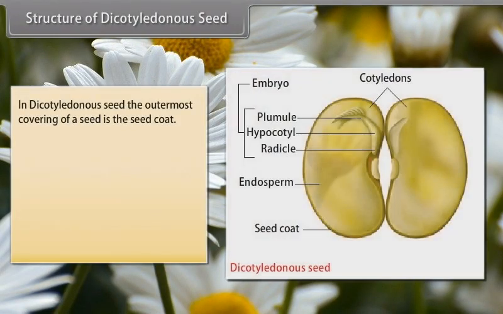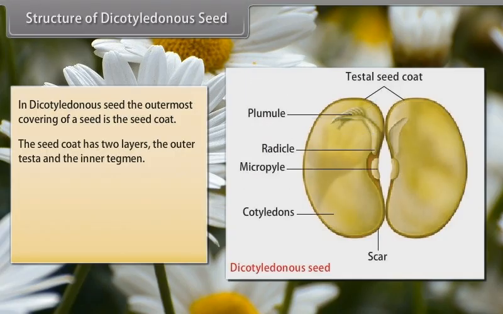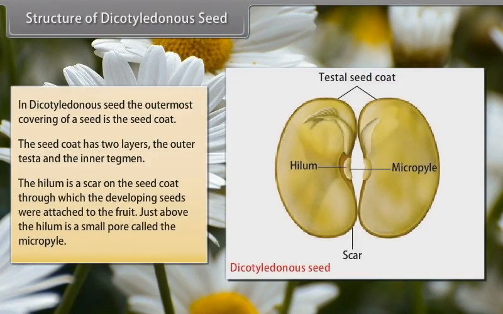Structure of dicotyledonous seed. In a dicotyledonous seed, the outermost covering of a seed is the seed coat. The seed coat has two layers: the outer testa and the inner tegmen. The hilum is a scar on the seed coat through which the developing seeds were attached to the fruit. Just above the hilum is a small pore called the micropyle.